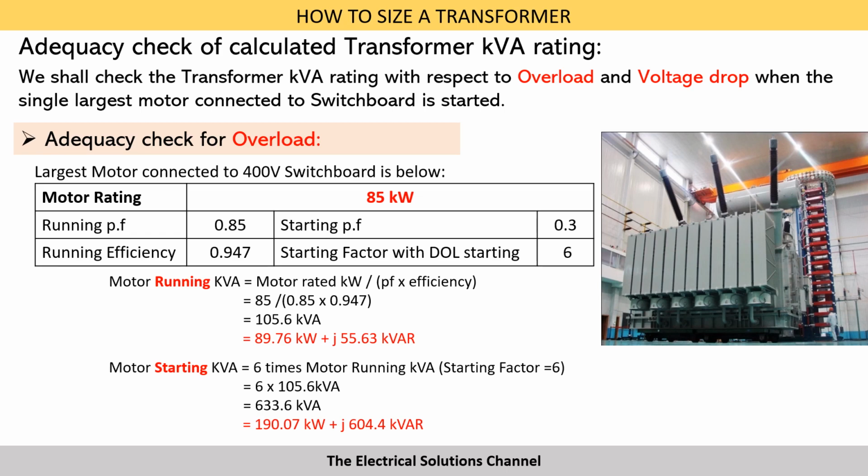Also, the motor starting kVA is calculated as 6 times the motor running kVA, as the starting factor with DOL we have considered for this motor is 6. So we arrive at a motor starting kVA of 633.6 kVA, which is equivalent to 190.07 kilowatt plus 604.4 kVAR.